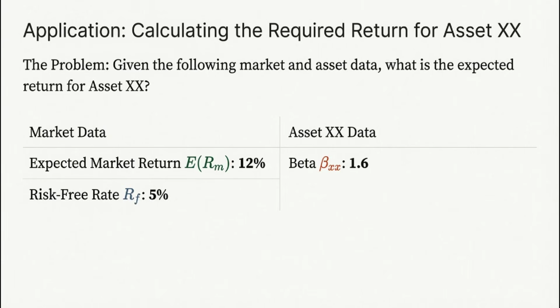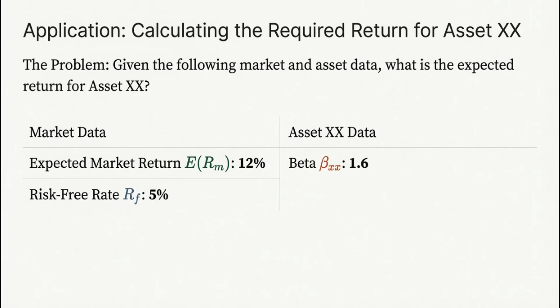Okay, a beta of 1.6. Right away, we know this is an aggressive stock. Its required return should be well above the market's 12%. So let's plug those numbers into the formula. All right, step by step. The equation is ERX equals 0.05 plus 1.6 times the quantity of 0.12 minus 0.05.